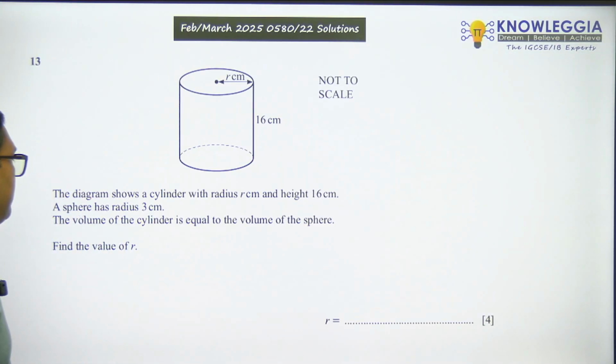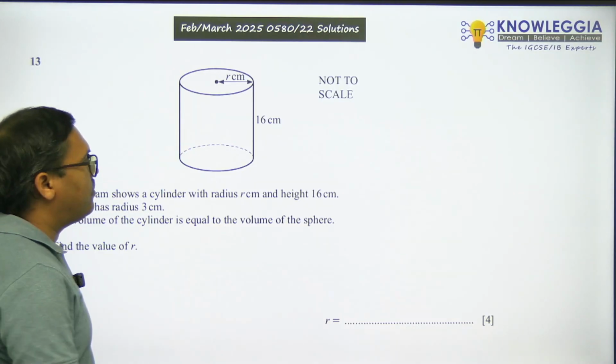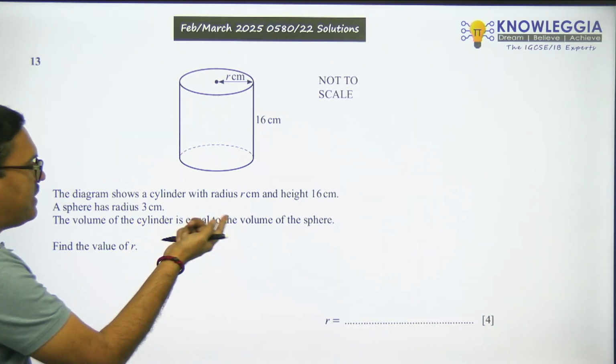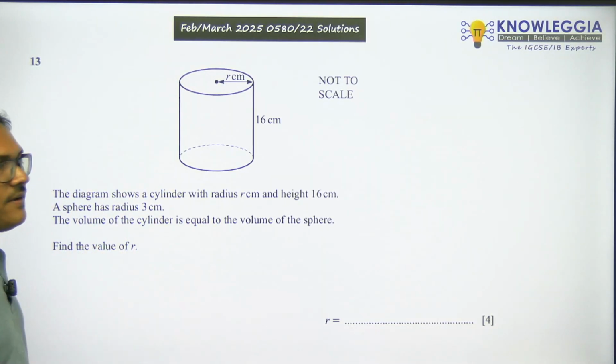Okay. Now the next question. The diagram shows a cylinder of radius r and height 16 centimeter. A sphere has radius 3 centimeter. The volume of cylinder and sphere are equal. Find the value of r. Okay.